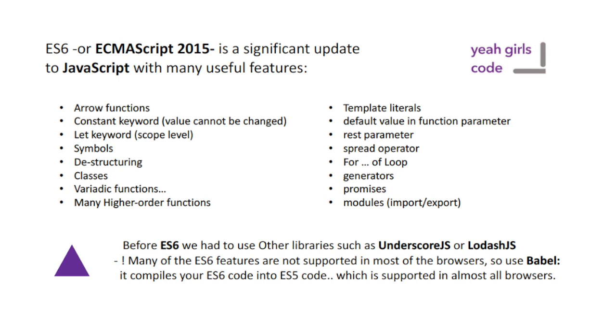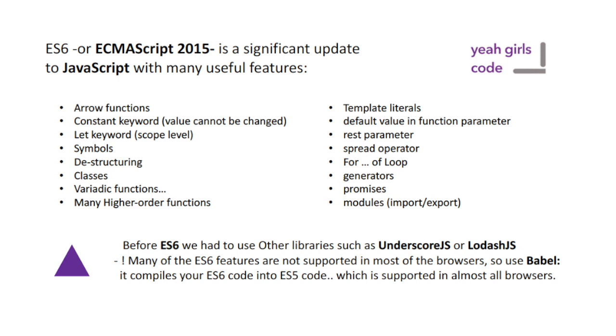careful, because if you want to implement ES6 features right now, you have to know that they are not supported in most of the browsers, so you should use Babel. Babel compiles your ES6 code into ES5 code, which is supported in almost all browsers now.